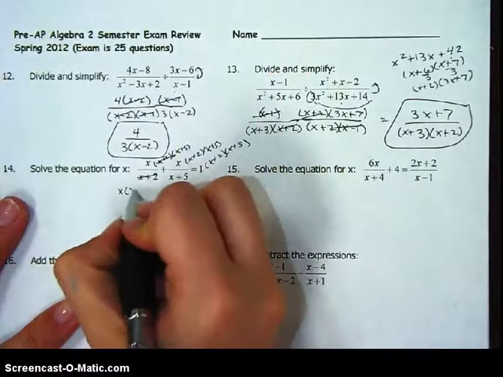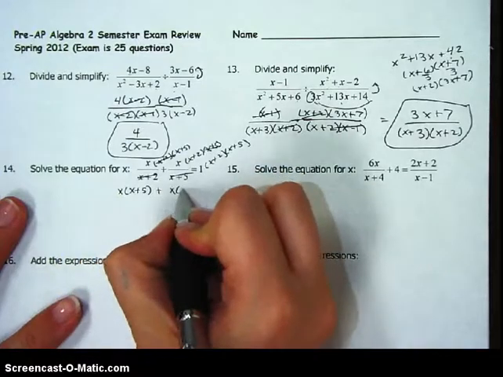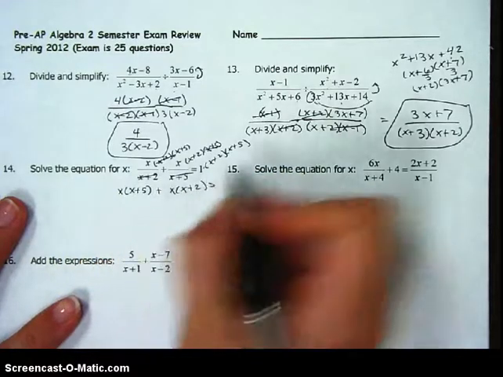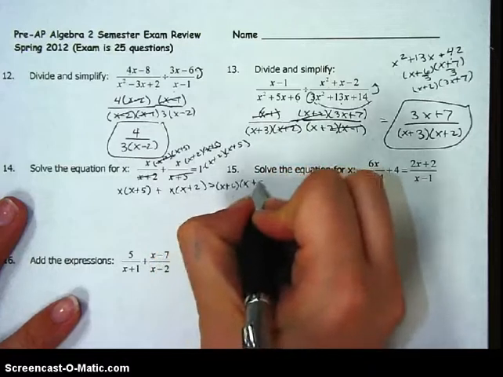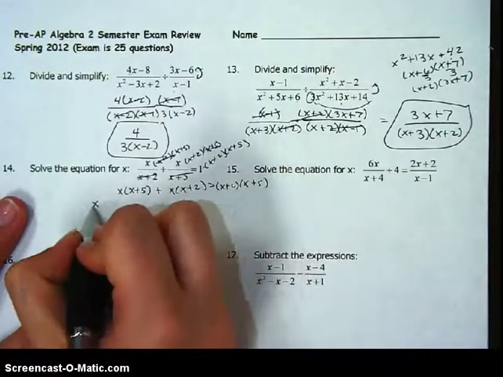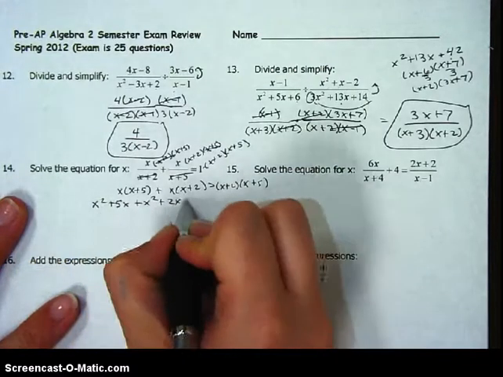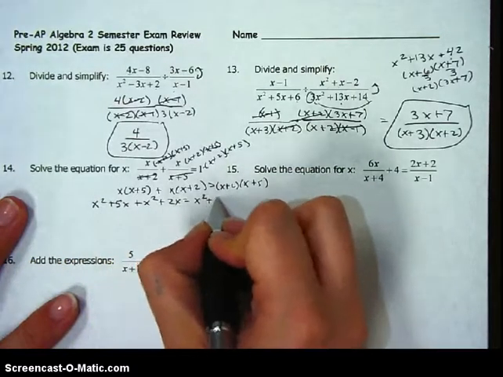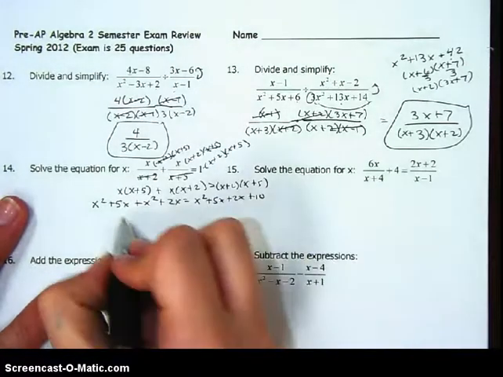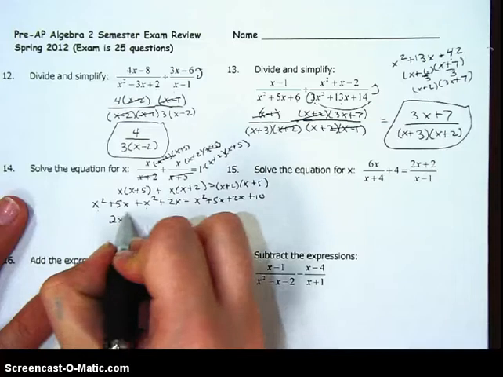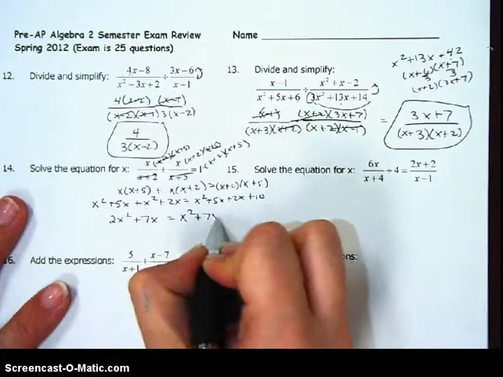We're left with x plus 5. Here the x plus 5's cancel, so we're left with plus x plus 2. Nothing cancels here, but 1 times it doesn't change it, so we've got x plus 2, x plus 5. So if we distribute, we'll have x squared plus 5x plus x squared plus 2x equals x squared plus 5x plus 2x plus 10. Combine like terms on the left side, x squared and x squared, so 2x squared plus 7x equals x squared plus 7x plus 10.